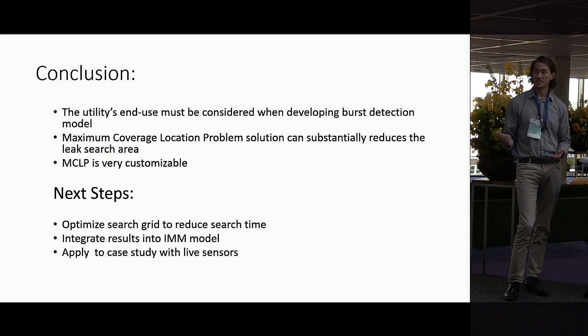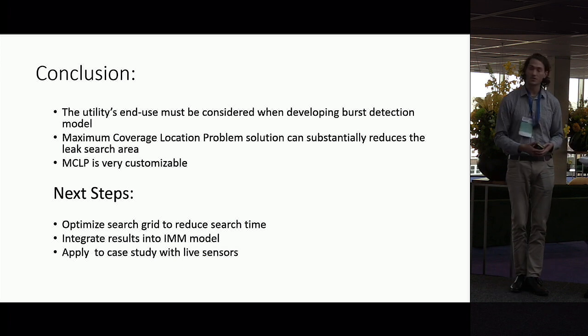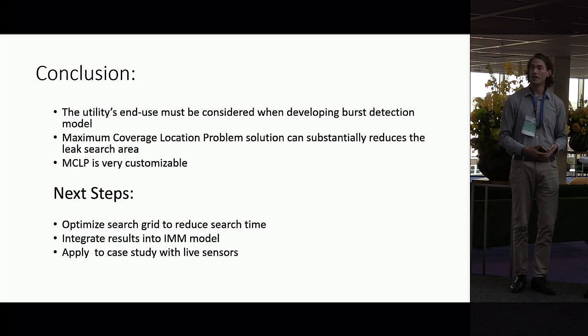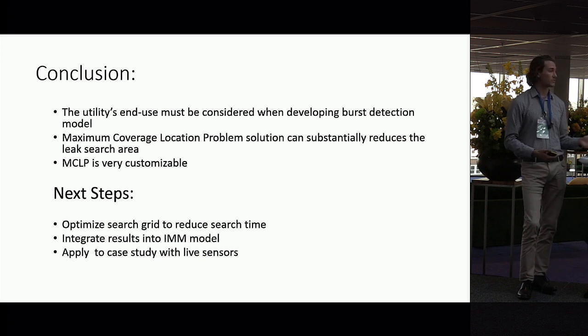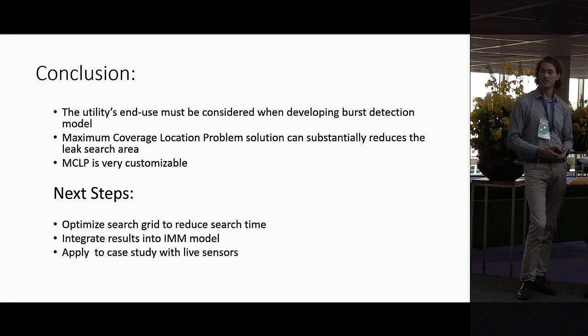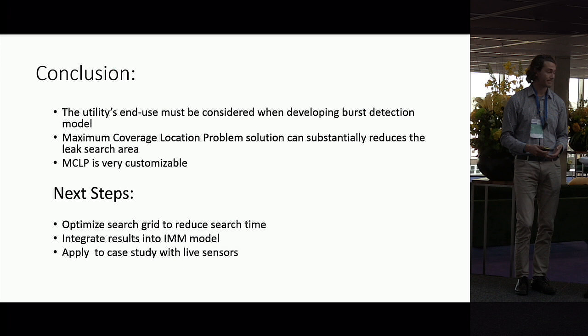And then just the next steps for this research is to optimize the search grid and to improve the search time, because currently this is taking a bit of time to search through all possible search areas. And then to integrate these results into the intervention management model so that we can mitigate the impacts of these leaks or bursts that are occurring in the network, and mitigate those impacts to the customer as well. And then lastly, to apply these to the case study with live sensors.